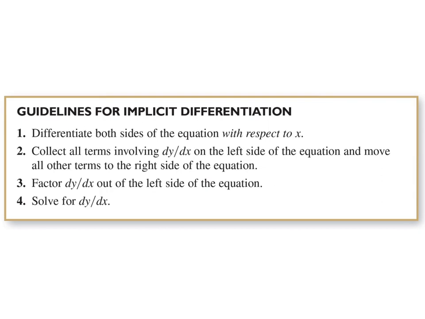So here we have 4 basic steps for implicit differentiation. We're going to walk through some examples of that, but these are 4 things to keep in mind. First is to differentiate both sides with respect to x, much like we did in the last slide, and then collect everything with a dy over dx onto one side, move everything else to the other, and then factor that dy over dx out, and then divide both sides by that thing that it's being factored by, and then you'll have dy over dx by itself, which is the derivative of an implicit equation.